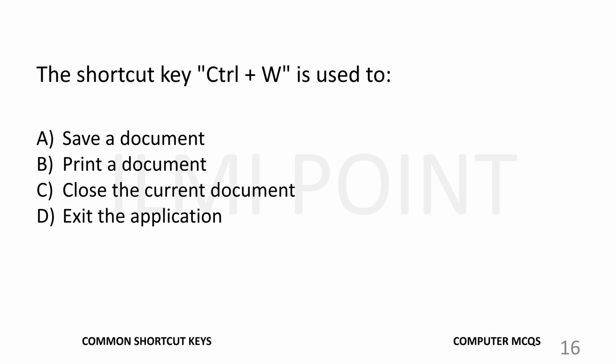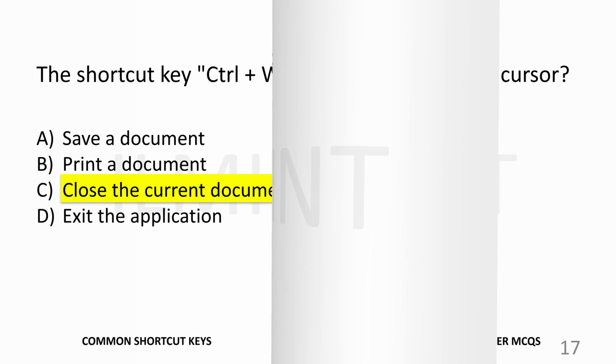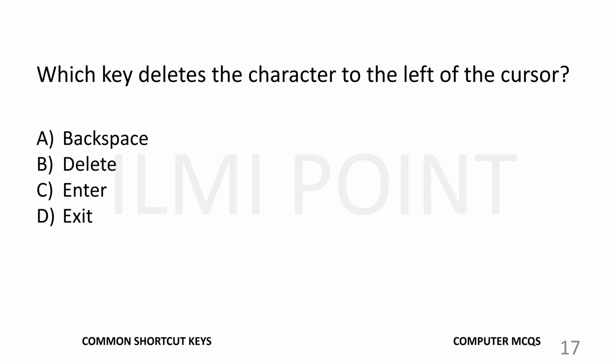The shortcut key Ctrl+W is used to? The right answer is option C, close the current document. Which key deletes the character to the left of the cursor? The right answer is option A, backspace. Which key deletes the character to the right of the cursor? The right answer is option B, delete key.